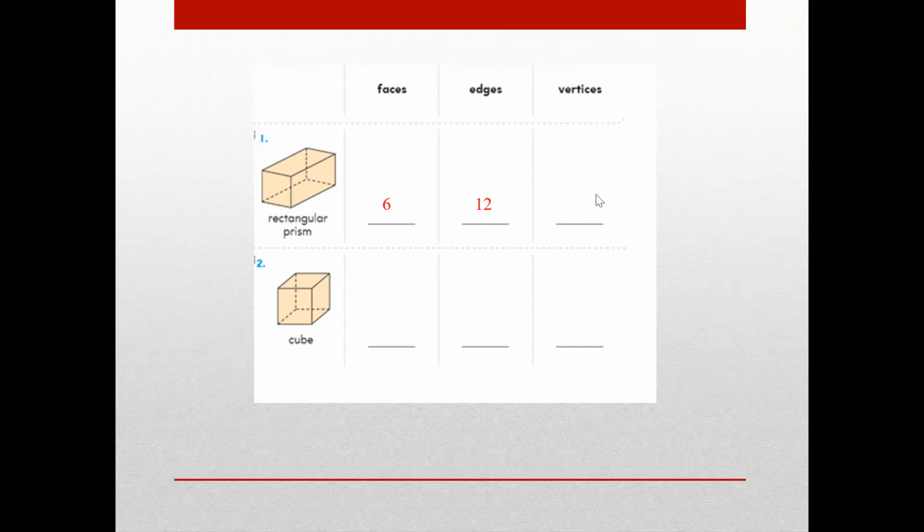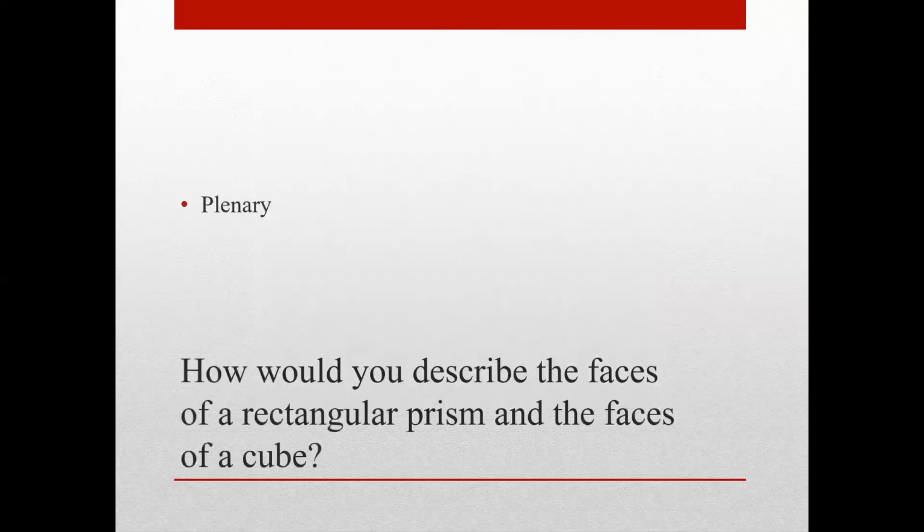And how many vertices do we have? Vertices are these points. 1, 2, 3, 4, 5, 6, 7, 8. We have 8 vertices. Same is the case with a cube as well, children. We have 6 faces, we have 12 edges, and we have 8 vertices. I told you it's going to be a very simple lesson.